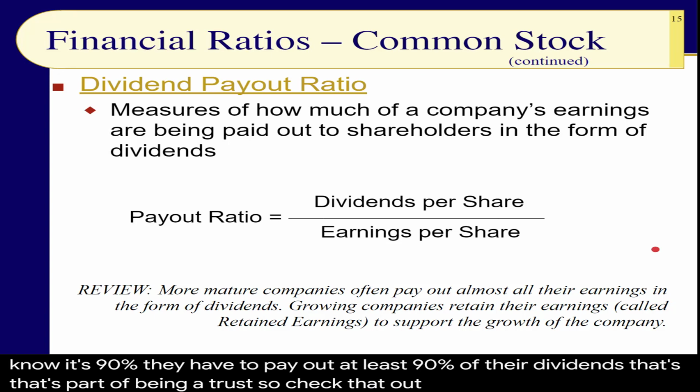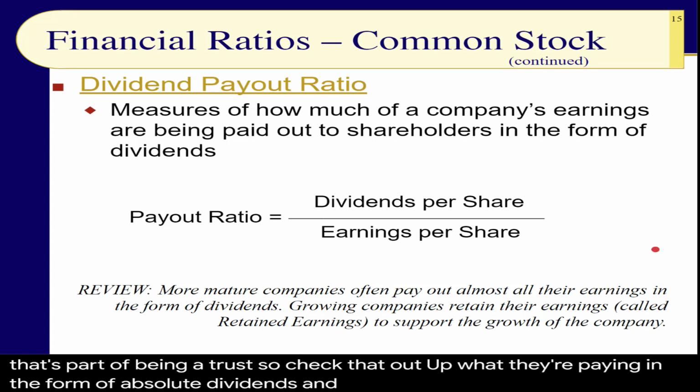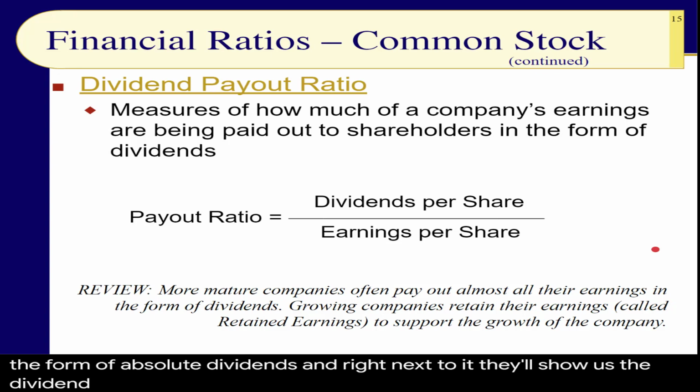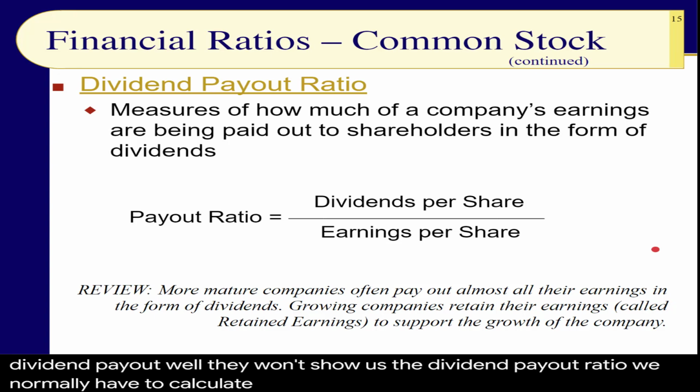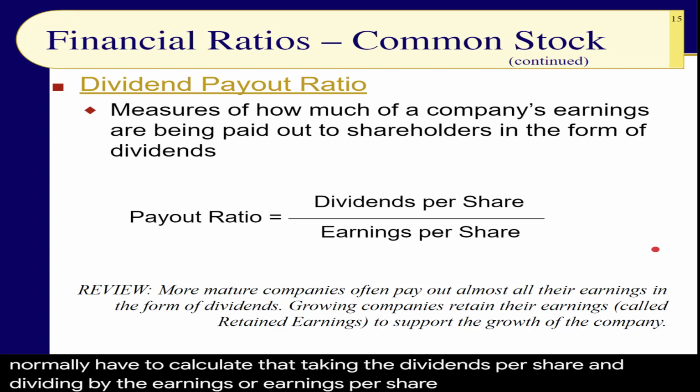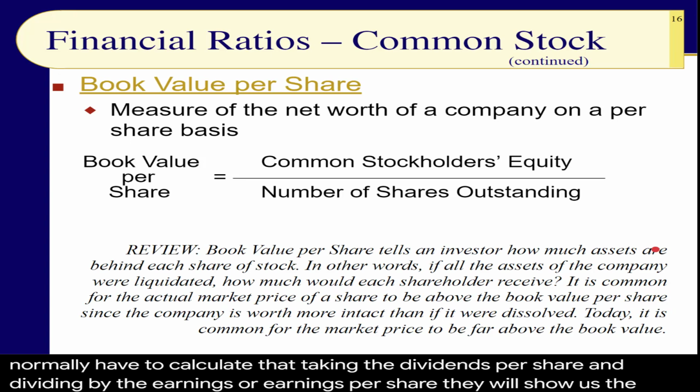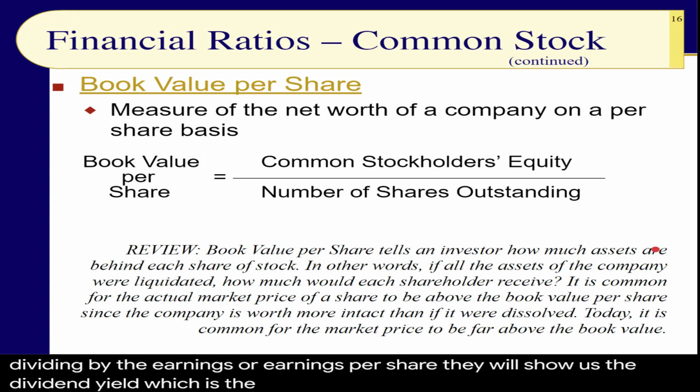We just go online and we look up what they're paying in the form of absolute dividends, and right next to it, they'll show us the dividend payout. Well, they won't show us the dividend payout ratio. We normally have to calculate that, taking the dividends per share and dividing by the earnings per share. They will show us the dividend yield, which is the previous slide. My apologies.